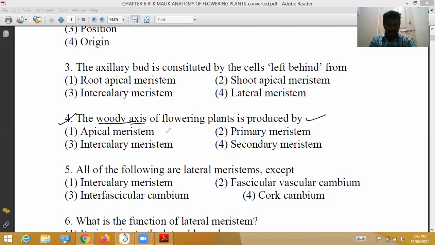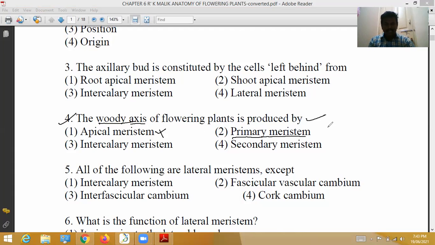Primary meristem gradually turns into secondary meristem in woody plants. So the woody stem of flowering plants is produced by secondary meristem. Apical meristem does not produce woody parts. Apical meristem produces new cells at the tip of the shoot and root, so that is the wrong option.